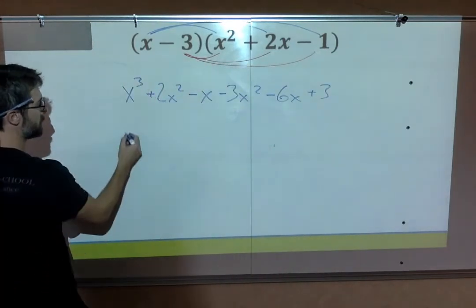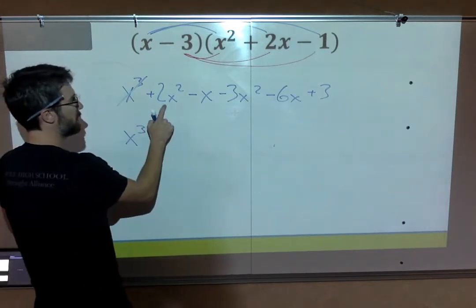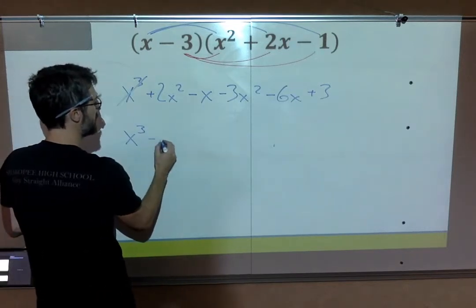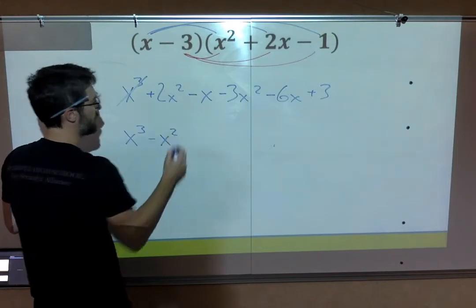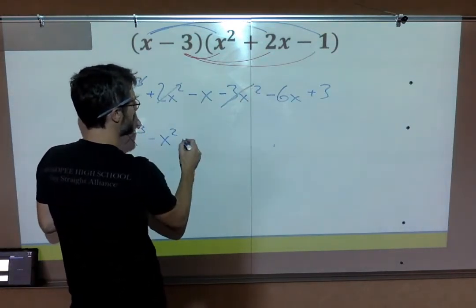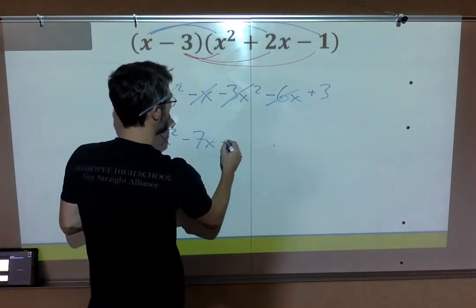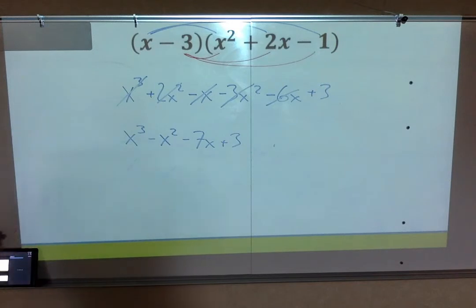Combine like terms. X cubed is all alone. 2 minus 3 makes a minus 1x squared. Takes care of those. Negative x minus 6x makes a negative 7x, and plus 3 at the end, like that.